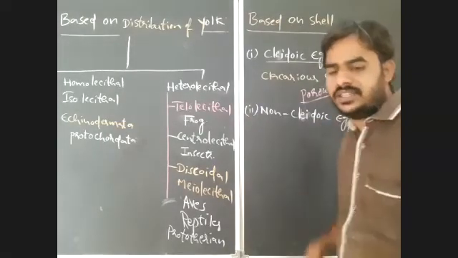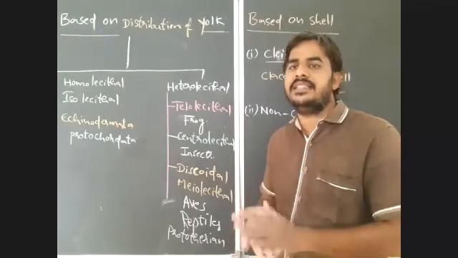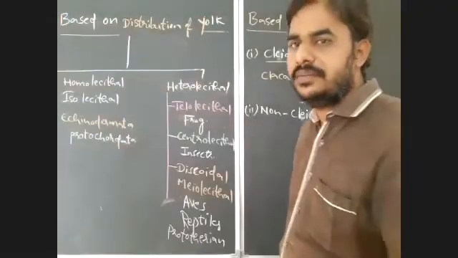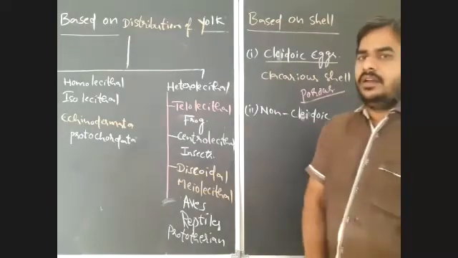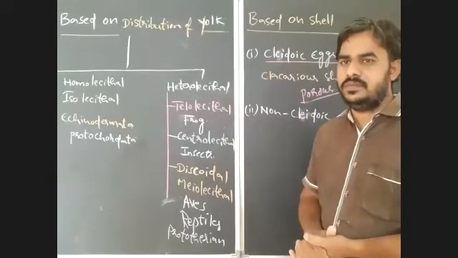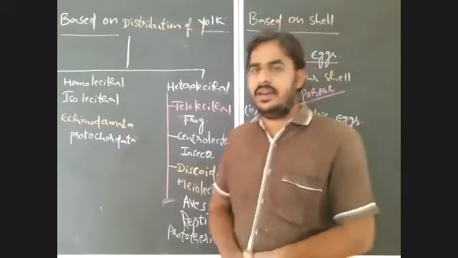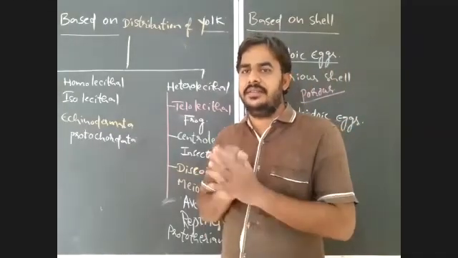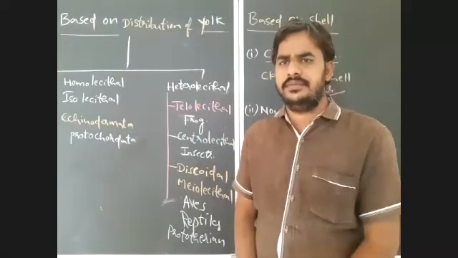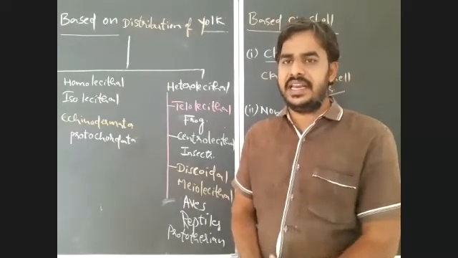The third type of classification of egg is mainly based on what? It is mainly based on the presence or absence of shell, that you have to notice here. But one more thing you have to notice: they may ask about the three types of eggs collectively. For example, they may ask: choose the correct option that explains the type of egg in a snake.